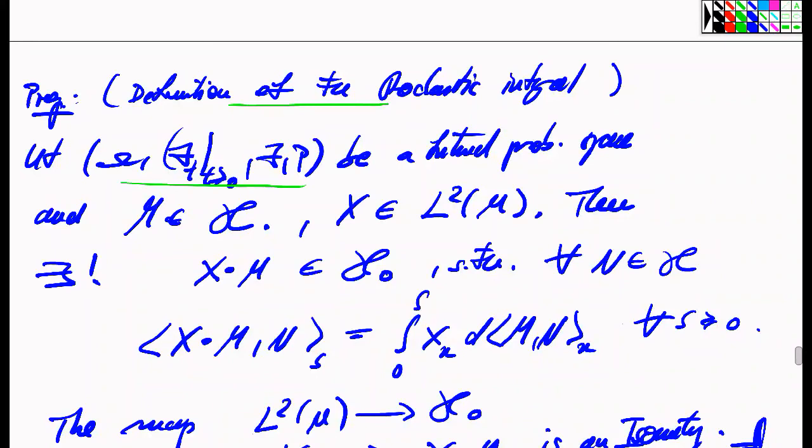Let (Omega, F, P) be a filtered probability space, where F_t is a filtration indexed by the non-negative reals, and M be a square integrable martingale. I should have said this much before, but I say it now and will probably say it a couple of times again: whenever I'm talking about a martingale here, unless I otherwise indicate, I understand a martingale with continuous paths. So let M be a continuous square integrable martingale from this set curly H, and let X be a square integrable measurable process with respect to that square integrable martingale.